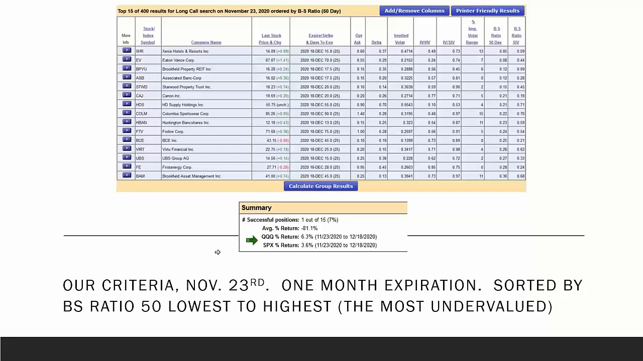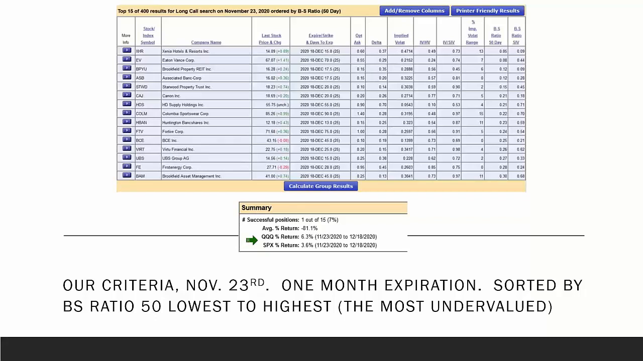During that 23-day period from November 23rd to December 18th, the Qs were up 6.3% and SPX was up 3.6%. It was a slightly neutral to bullish market. But the undervalued options in this sort, believe it or not, did not turn a profit. Does changing the sort matter with the results that you have?